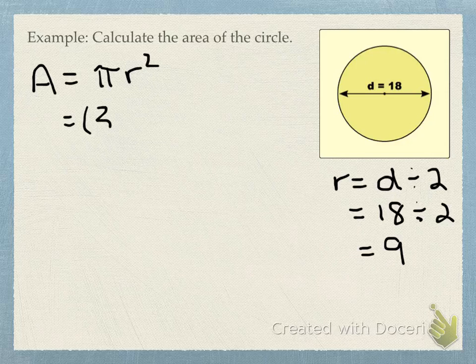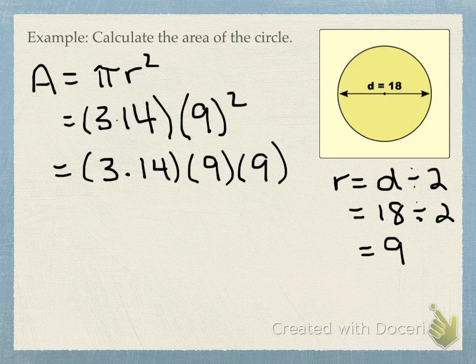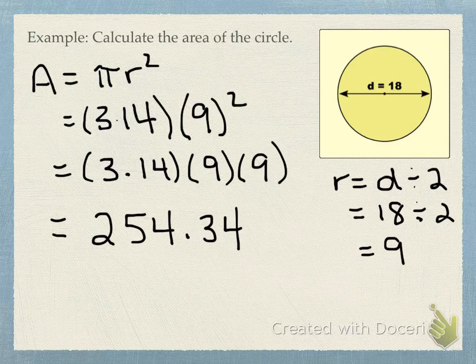I know pi is 3.14 times 9 squared, which is the same as saying 3.14 times 9 times 9. That's what 9 squared means. And if I work that out, I would get 254.34, and again missing a unit, so if we said that was centimeters, we would include centimeters, and then we would write squared because it is an area.